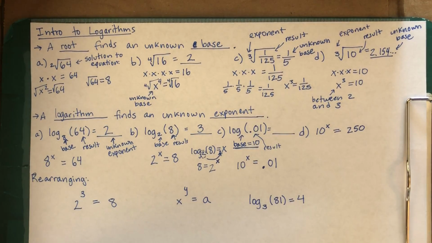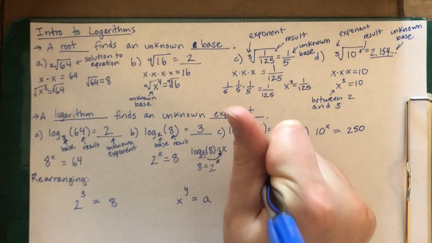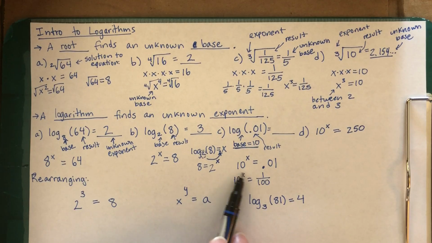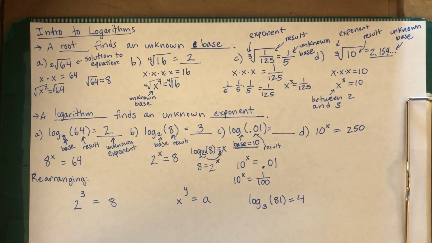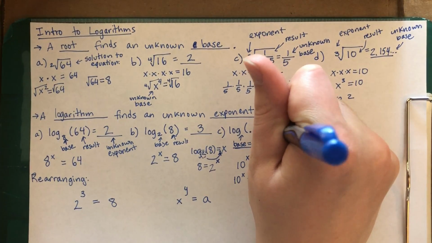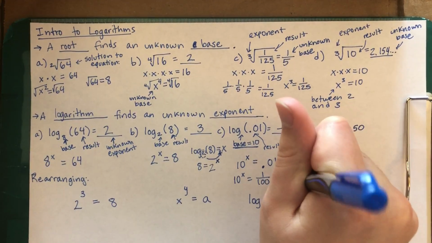0.01. Maybe this one is a little bit hard to see what it should equal, but we can rewrite this 0.01 as a fraction. And maybe that makes it a little bit easier to see that the exponent that we need here is -2, because 10 to the power of -2 would be 1 over 10 times 1 over 10, which would be 1 over 100. So this exponent should be -2, because 10 to the -2 is actually 1 over 100.